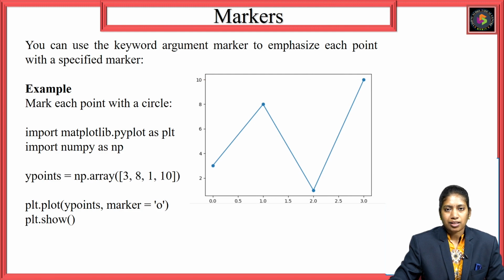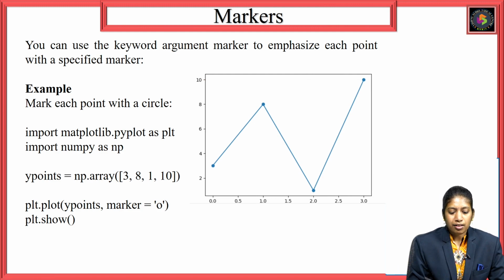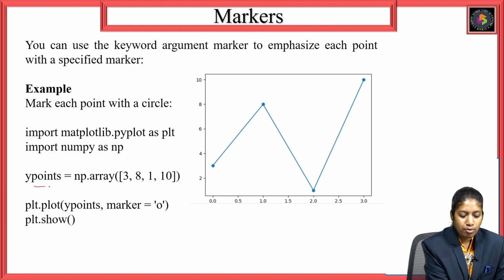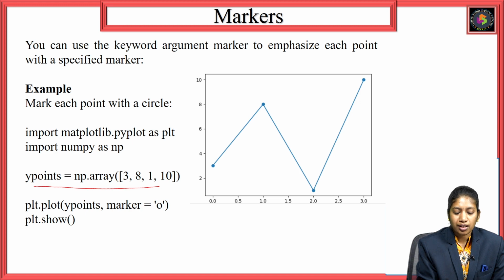So what is a marker here? A marker has a special feature: we can mark certain points. We can use the keyword argument marker to emphasize each point with the specified marker. Here I have taken y points equal to np.array of 3, 8, 1, 10. I have taken these values, and I am marking the second point, 8, the third point, 1, and the fourth point, 10.